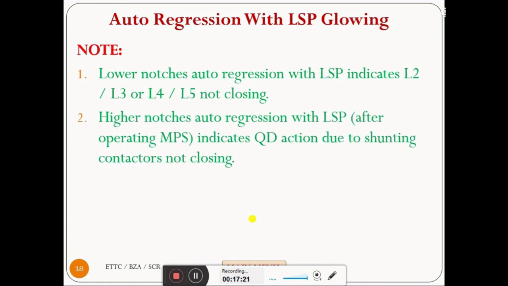So there are certain points that can be considered. Lower notches auto regression with LSP indicates L2 or L3, that is QD connected branches, line contactors, QD1 connected branch line contactors L2 and L3, or L4 or L5, not closing. If you are experiencing auto regression with LSP at higher notches after operating MPS, it indicates QD action due to shunting contactors not closing.